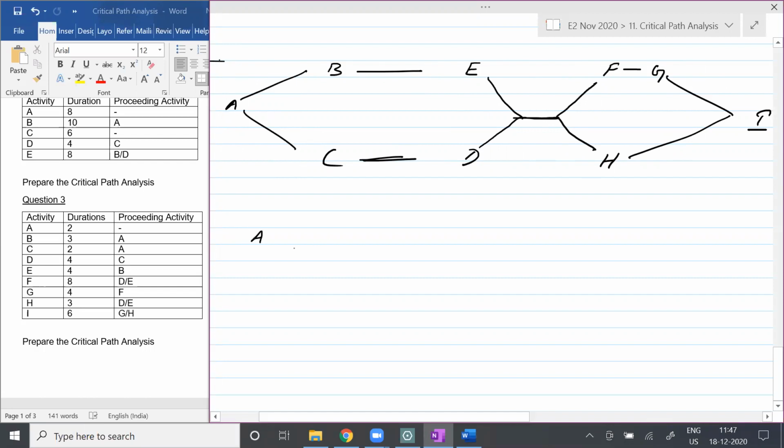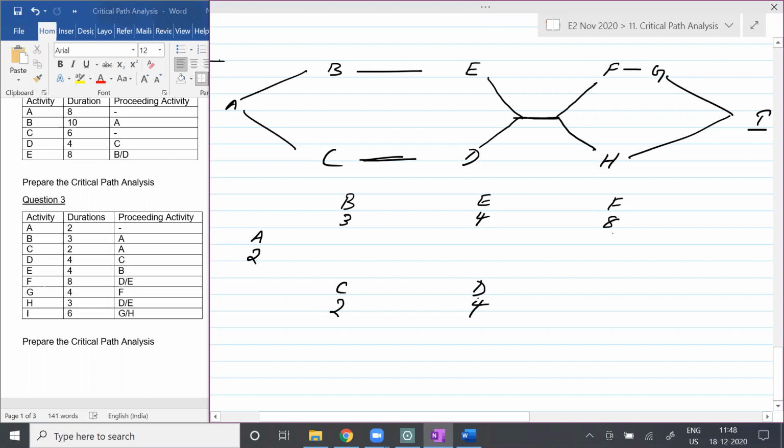So for your understanding, A, what is the duration for A? 2 days. For B, what is the duration? 3. For C, what is the duration? 2. Agree? Then for D, what is the duration? 4. For E, what is the duration? 4. And then for F, what is the duration?